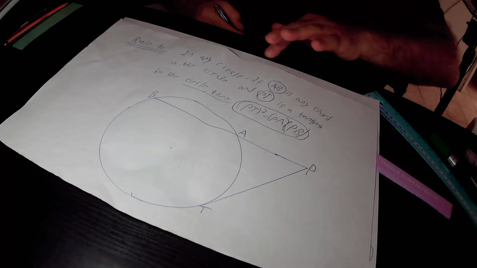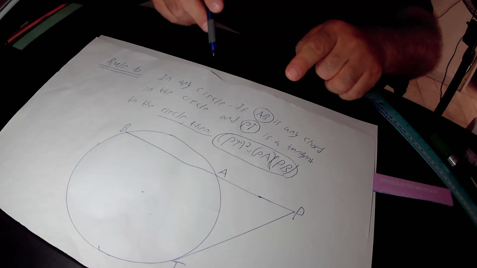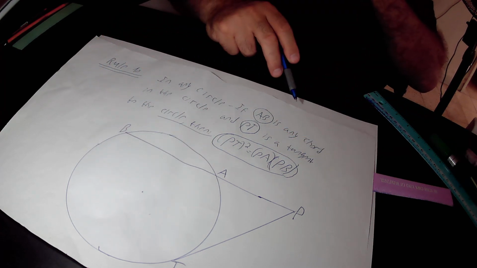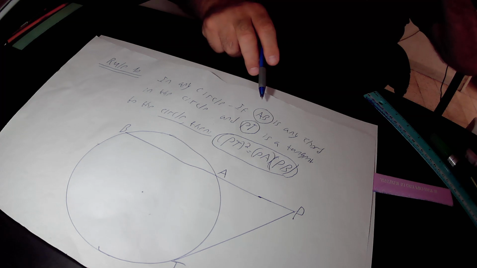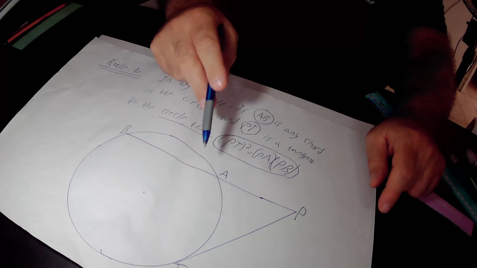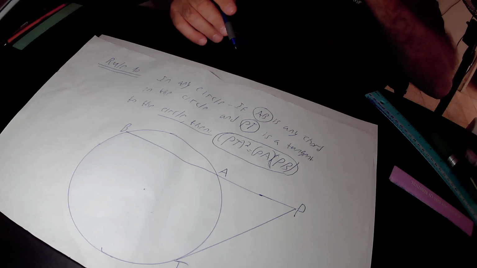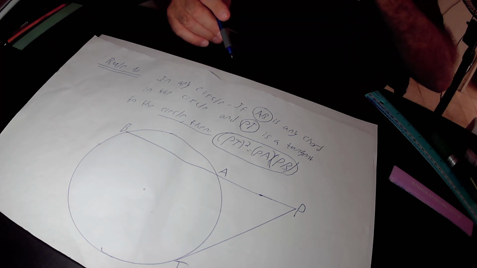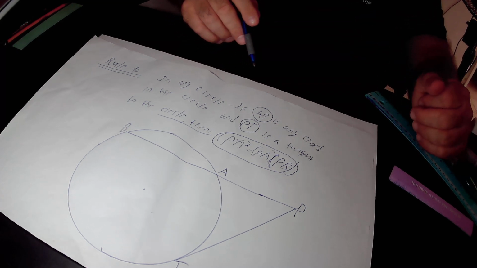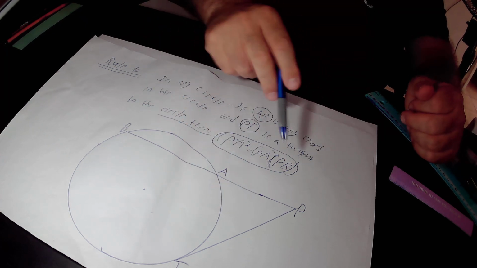According to rule 10, in any circle, if AB is any chord, here AB is a chord in this circle, and PT is a tangent to the circle at point T, then the following equation will be true: PT squared equals PA times PB. Again, PT squared equals PA times PB.